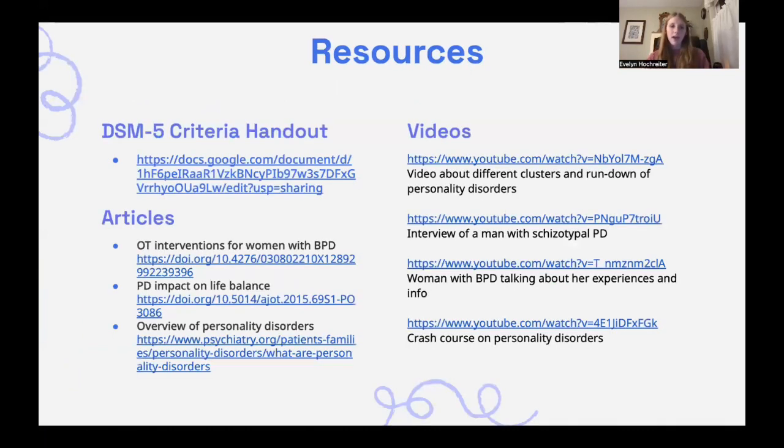And some of the resources we have: Peyton made this awesome handout that outlines the different criteria for the different clusters and specific personality disorders. We have some articles here for OT interventions with women with borderline personality disorder. Women are diagnosed a little bit more, so we'll see it like that, but it's also important to recognize men. Personality disorder's impact on life balance and how we can understand that. And then here's a quick article on the overview of personality disorders. You can compare that with a video.